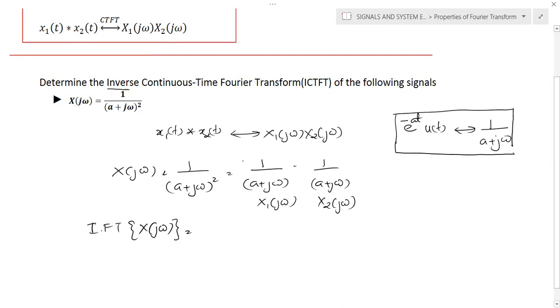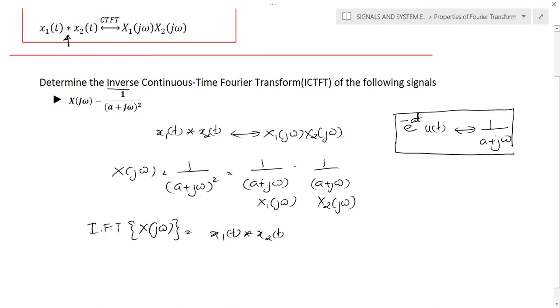Sorry, in the frequency domain it is a multiplication operation, so the inverse operation will be the convolution. If there is a product of two signals, x1 of j omega into x of j omega, the corresponding operation in time domain becomes convolution. So here we can write simply x1 of t convolution x of t. You can write like this.